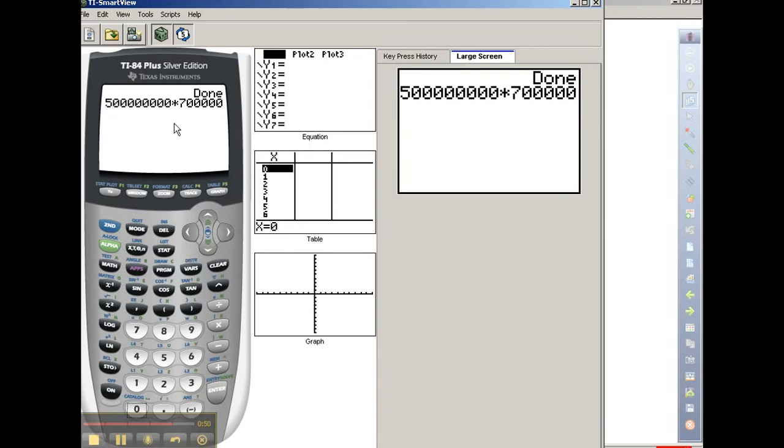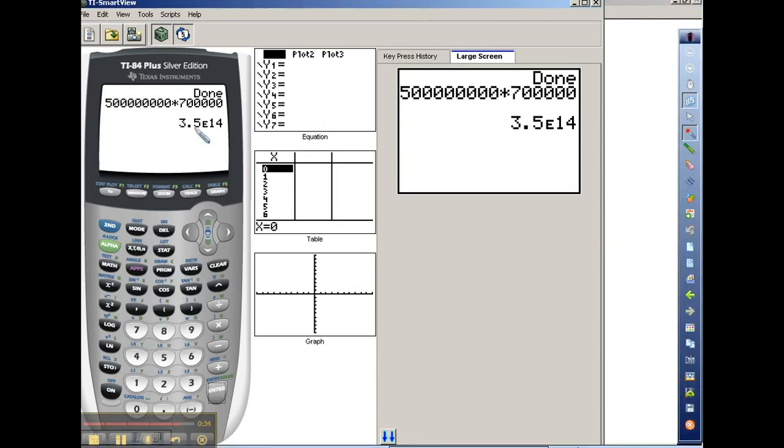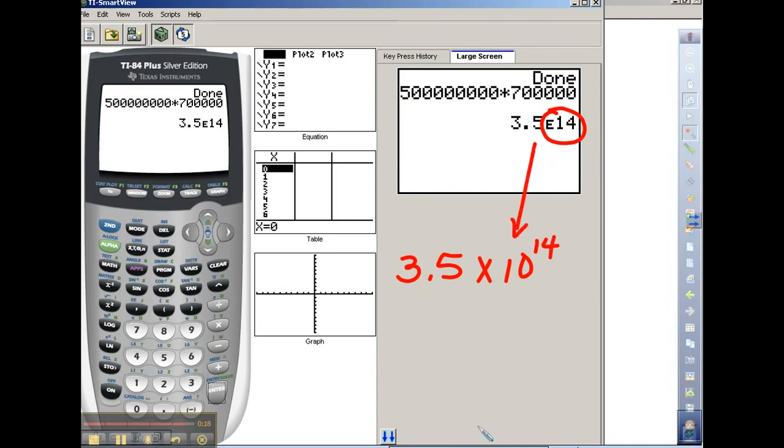And you know that 5 times 7 is 35. Watch what happens. What does that mean? Well, the number is so large that you do not have enough display registers in your calculator to actually even display all the zeros. So what it did was it converted the number to scientific notation. So the 5.3 is your factor out front. E stands for exponent. So the exponent on your 10 is a positive 14. So that's what this means.